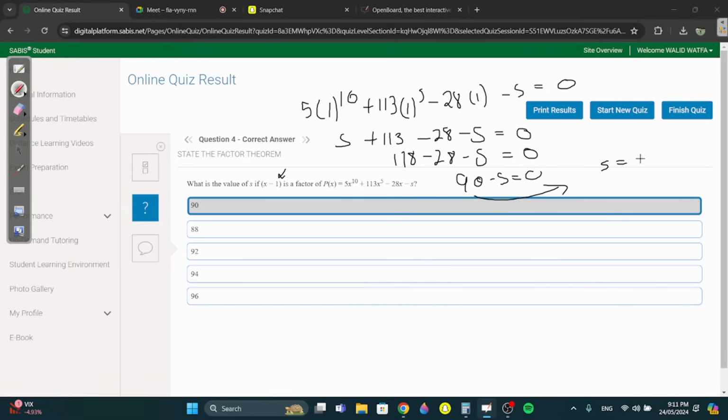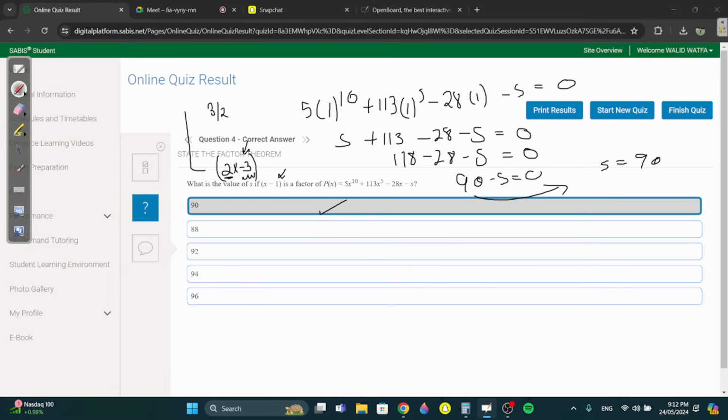Other side, s equals 90. Sometimes they might tell you 2x minus 3 is a factor. In this case, you wouldn't substitute 3. I know I told you substitute the opposite, but you're forgetting about the 2. So let's say you substitute 3 over 2.